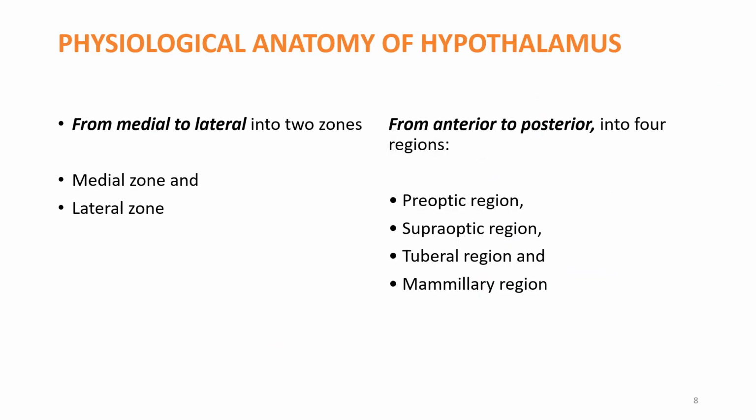Then, physiological anatomy of the hypothalamus. From medial to lateral, it is divided into two zones, the medial zone and the lateral zone. From anterior to posterior, it is divided into four regions: preoptic, supraoptic, tuberal and mammillary region.